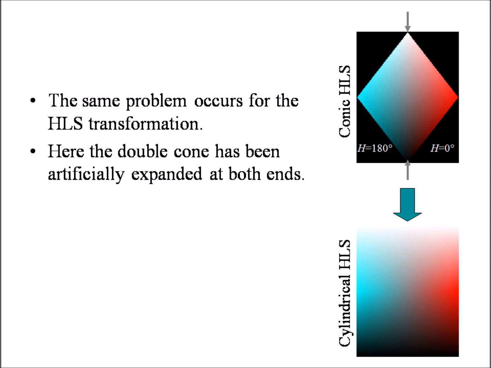In this slide, students, you are viewing the conic shape representation for the HLS color space. In HLS space, the double cones have been artificially expanded at both ends. This is clearly shown on the right side upper portion of the figure, which is labeled as conic HLS. And below that figure, you can view the cylindrical shape of HLS color space, which is similar to HSV, except HLS has double cones on both sides while HSV has a single cone.